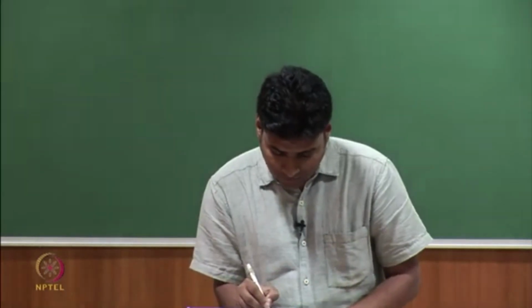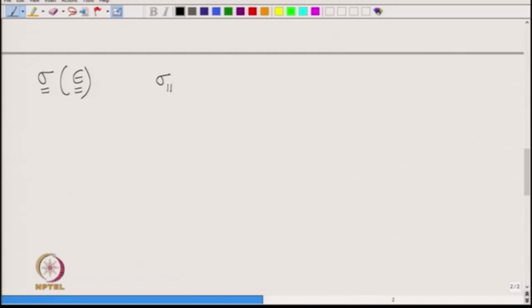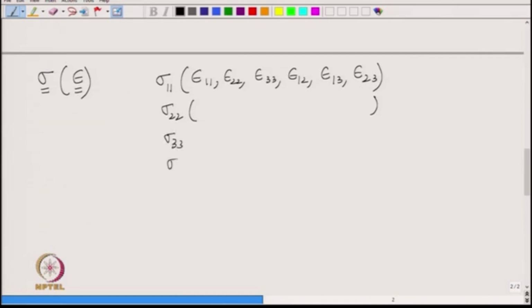What I mean is that sigma 1, for example, will depend on epsilon 1, epsilon 2, epsilon 3, and on each of the 6 components. Similarly, sigma 2 will depend on all the 6 components, and so will sigma 3. So, they depend on all the 6 components. You can see that it is not a simple function, it depends on 6 variables.